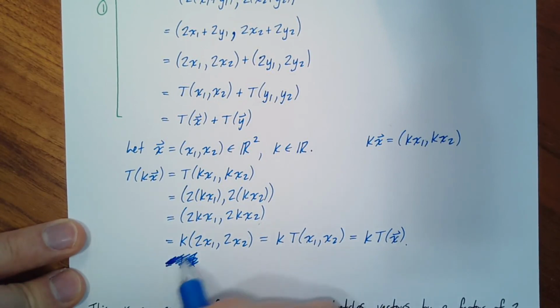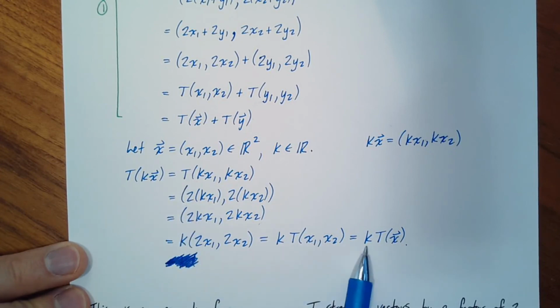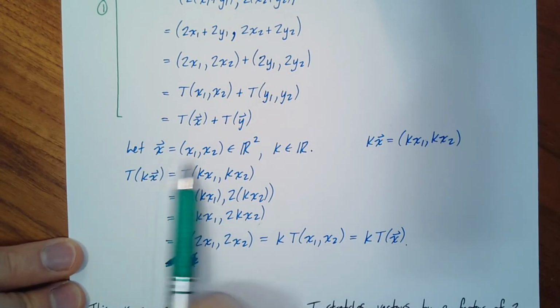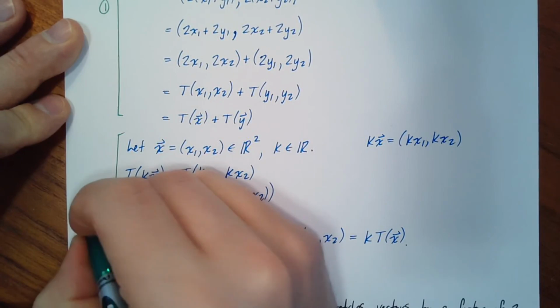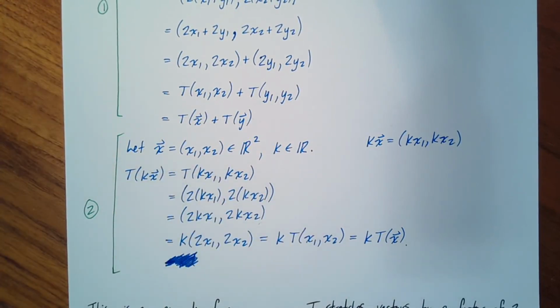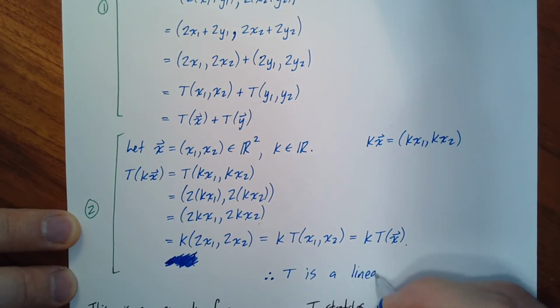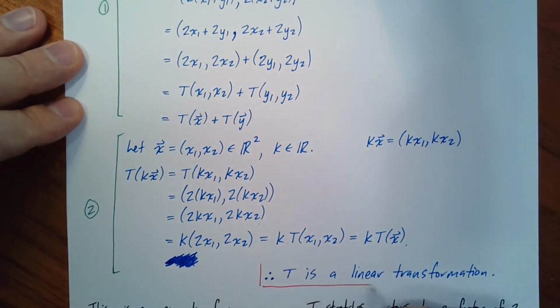So we started with t of kx, and we just worked through all the steps and ended up with k times t of x. And all of these steps are bulletproof. We didn't break any rules. We were very careful, so we can trust that this is going to hold for any vector x in R2 and for any scalar k in the reals. So that completes the proof of the second statement. Okay, so therefore, t is a linear transformation. And that's how these proofs go when you're verifying conditions like that.